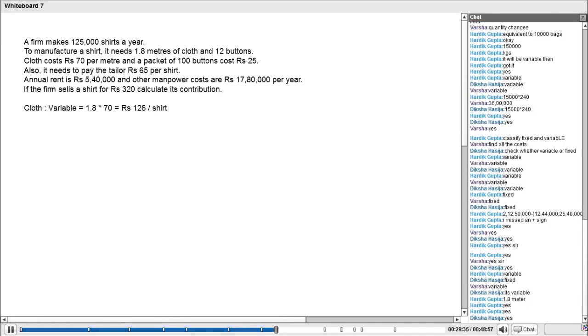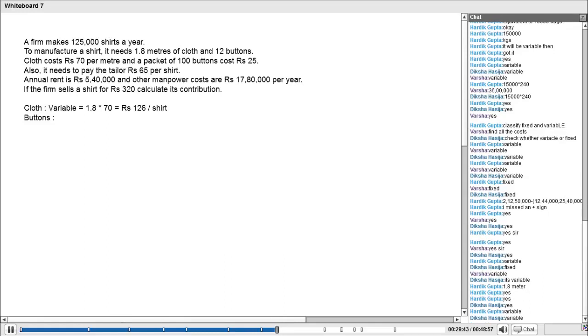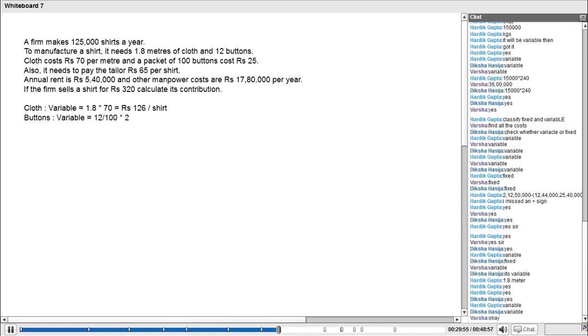Now let's go to buttons. Buttons, is it variable or fixed? So buttons is again variable, and what is the cost of the buttons? It is 12 divided by 100 into 25, which is rupees 3 per shirt.